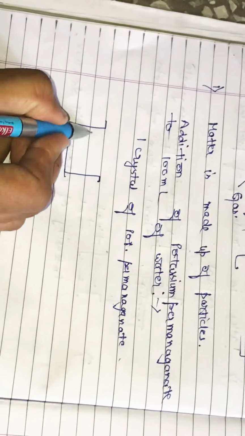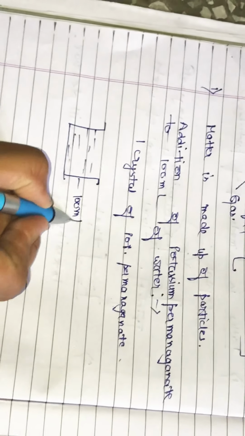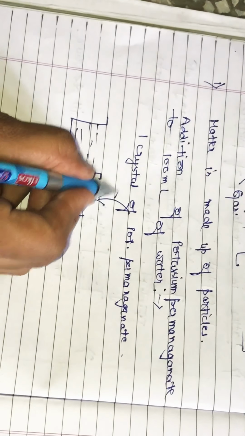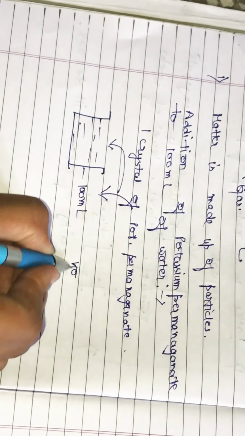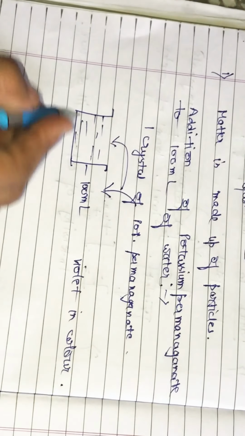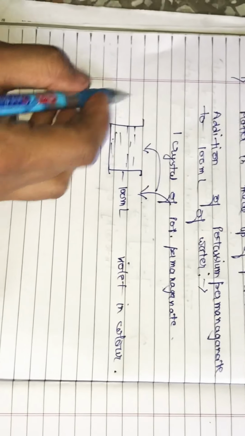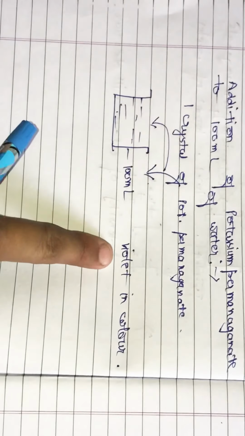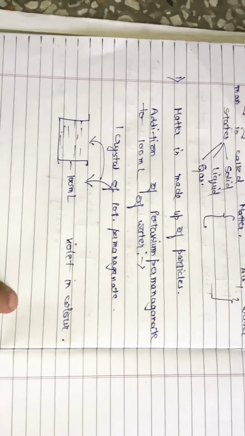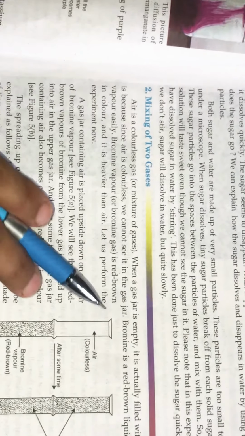You will see, initially, you know that water is colorless. When you add one crystal of potassium permanganate to it, it will become dark violet in color, which shows that one crystal has divided itself into a number of particles and the entire beaker has got a violet color, right? Moreover, along with this you can see one more example in your book, that is the mixing of two gases.